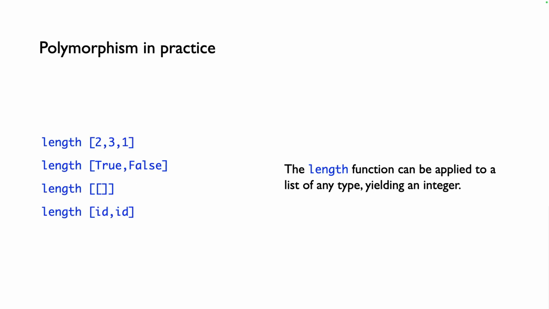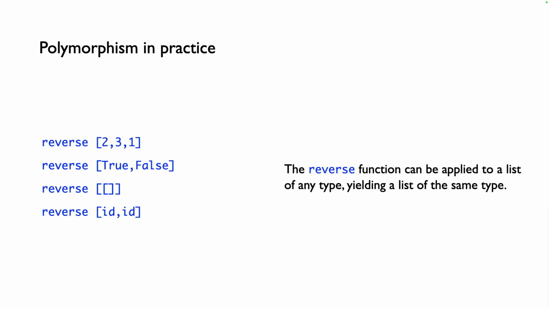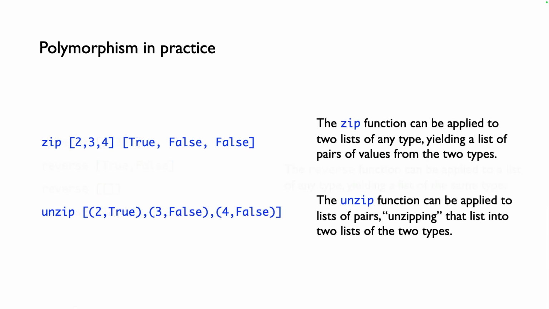Just to reiterate, length can be applied to a list of any type, yielding an integer. We've seen that. Reverse can be applied to a list of any type, and that gives a list of the same type back. And we've seen zip and unzip can be used to zip together two lists of single elements into a list of pairs, and to unzip a list of pairs into two lists of single elements. And as I said, the way these are described, it doesn't say anything about the type of the elements in the list, for example. They could be of any type, whatever.